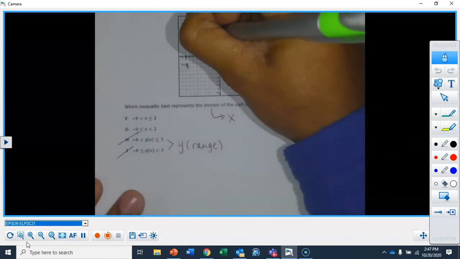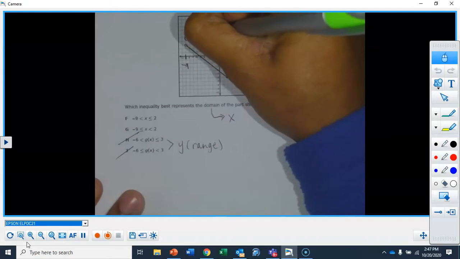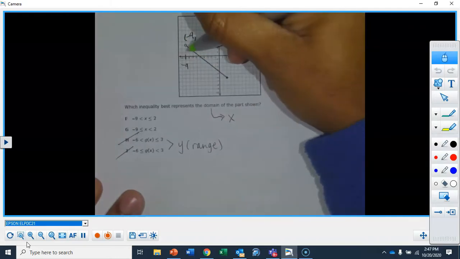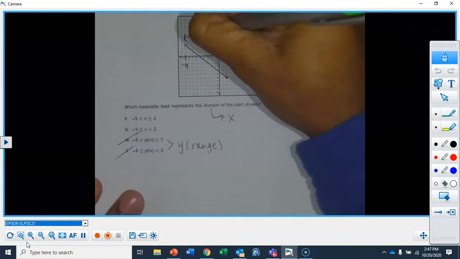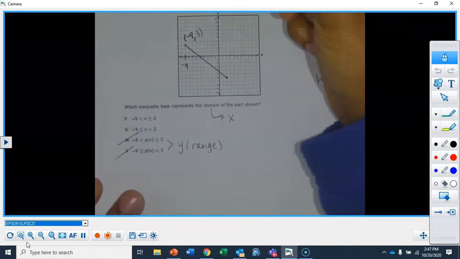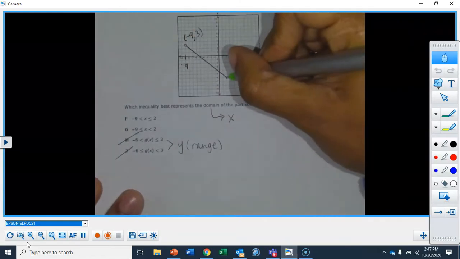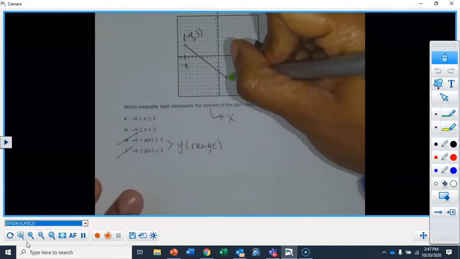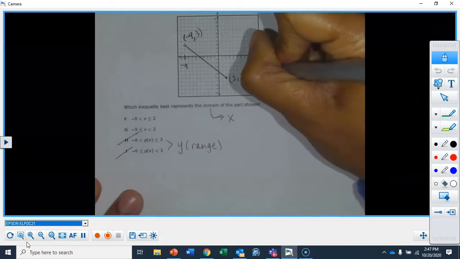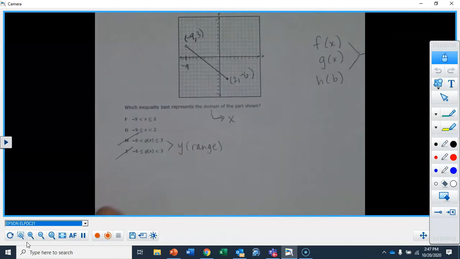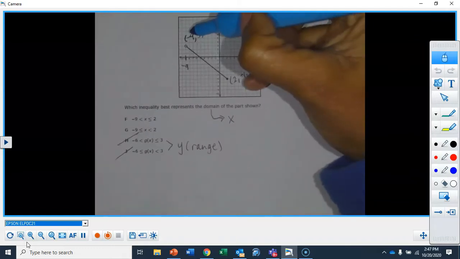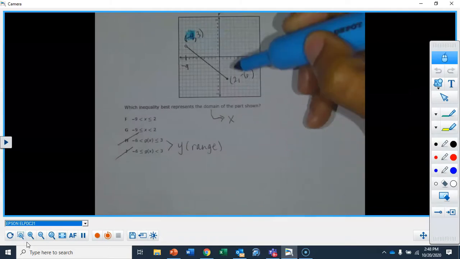Put the actual point, -9, comma, and then I think this is 1, 2, 3, so -9, comma 3, and then go get the coordinate for this one, which is 2, comma, -6. All I'm focused on, you guys, is I'm only focused on the x coordinates of those points. So let's look at the -9, and let's look at the 2.